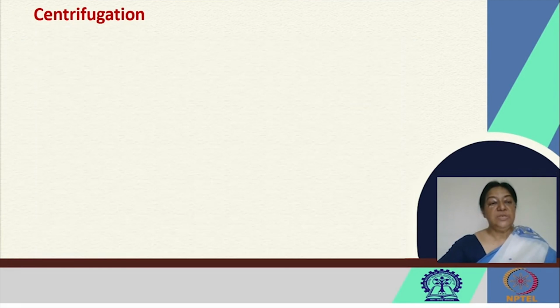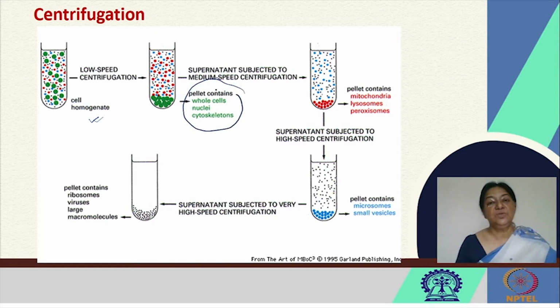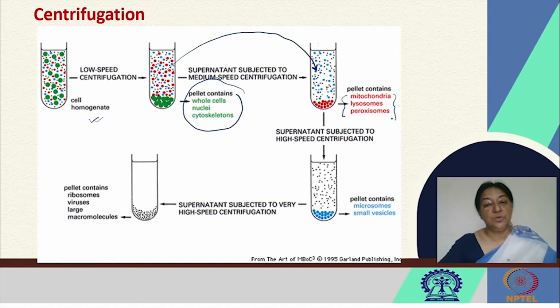Now, what is usually done is we have initially low speed centrifugation done so that from the cell homogenate, the pellet containing whole cells, nuclei, and cytoskeletons can be removed. And the supernatant is taken for another centrifugation process at medium speed, where in this case, the pellet will contain the mitochondria, the lysosomes, and the peroxisomes. So depending upon our system of interest, we can go to selective centrifugation and collect the material of interest.